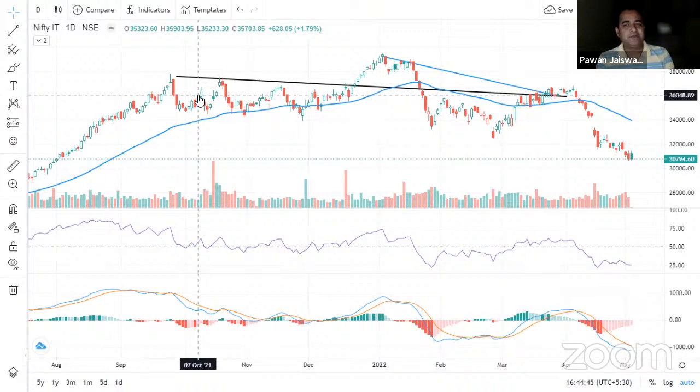But at the same time, after such a fall, some bounce back cannot be denied. Bounce back cannot be ruled out. A bounce back may happen, but the overall structure is once again negative in Nifty IT as well.